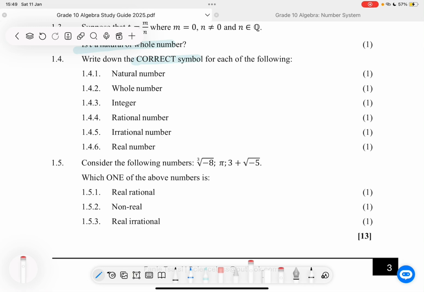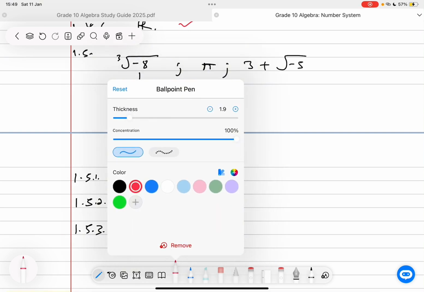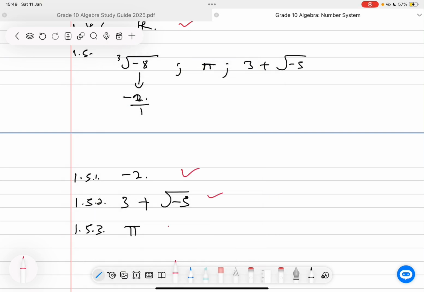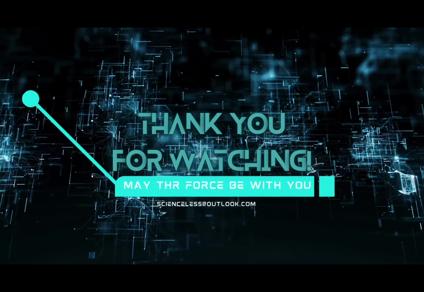Now, each of these questions is marked at 1 mark. So it means you should spend 3 minutes or less, 3 minutes at the most. You'll get 1 mark for each of them. And this question would give you a total of 13 marks if you do the whole question.